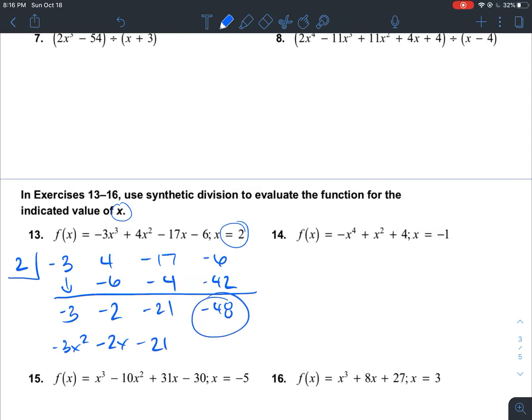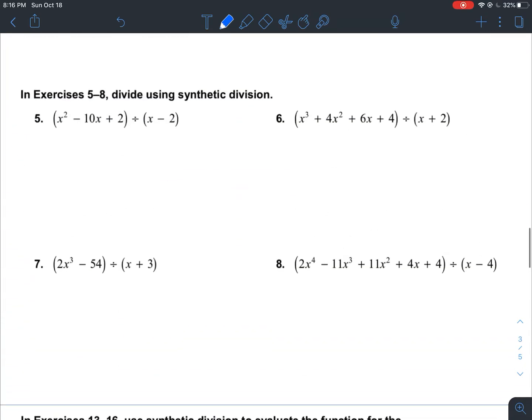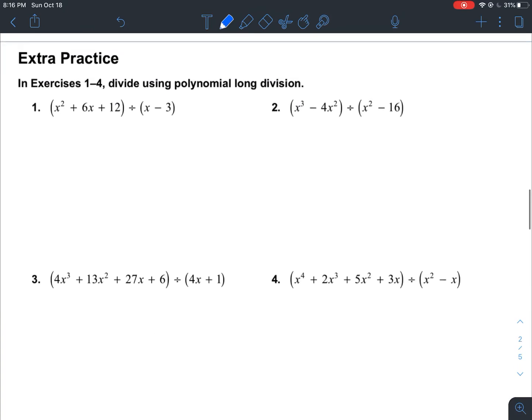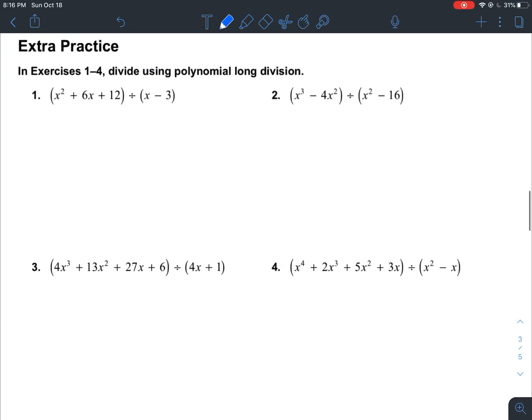So that should cover everything for division. Hopefully it wasn't too bad. But yeah, it's pretty straightforward, pretty easy. Use these extra practice problems for more practice. If not, if you feel ready, just go straight to the homework.